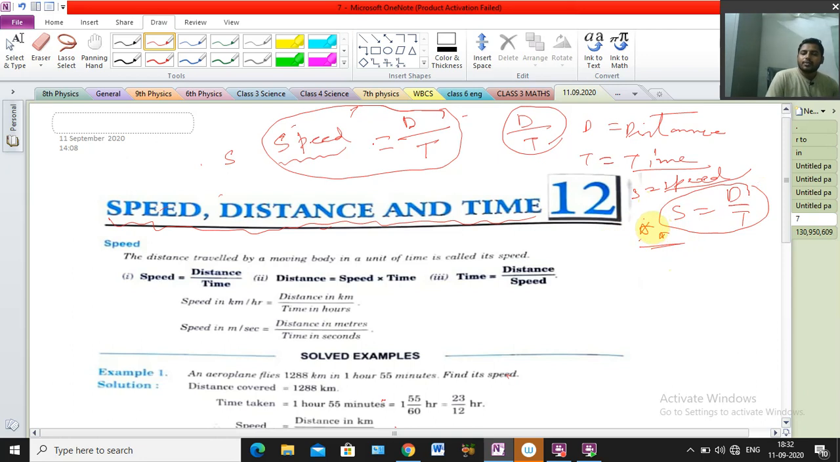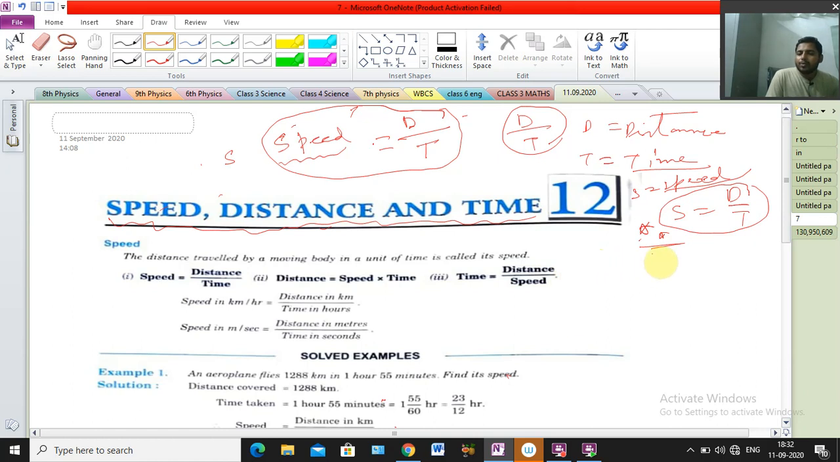In our questions basically two data will be given: either distance and time, and we find out speed; otherwise distance and speed, and we find out time; otherwise time and speed will be given, and we find out distance. Any two data will be given, and we find out the other one. In total we need three data, so two will be given in your question and another one we will find out. Clear? Understood?